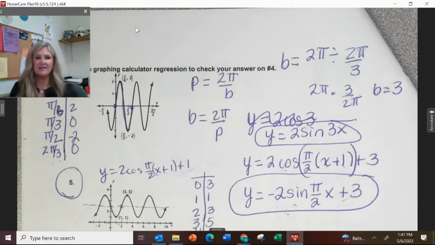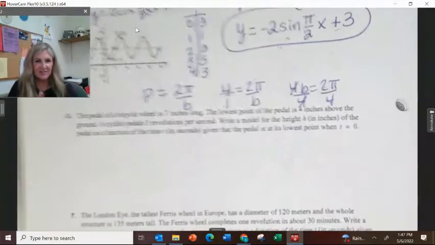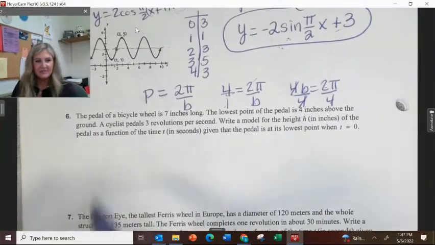Questions, please ask, because I went through that kind of fast. You feel like you can do that? All right. Let's look at the word problems. These are fun. I love these problems.